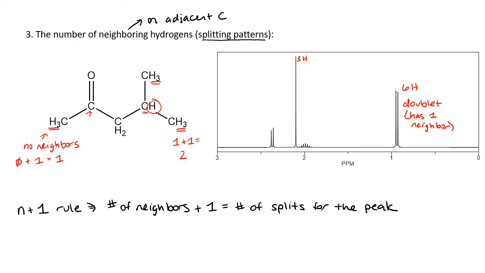So as we can see, this is a single peak. It has not been split in any way, shape, or form. This is known as a singlet. And a singlet means that those hydrogens have no neighboring hydrogens.